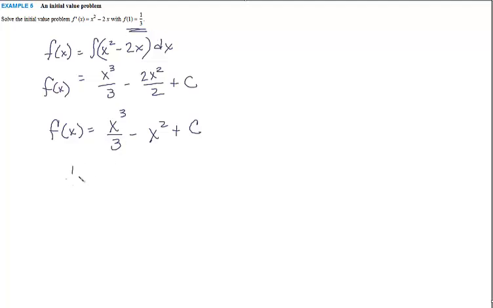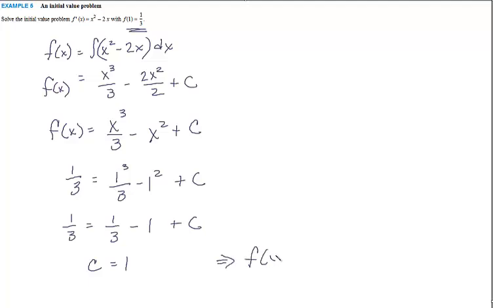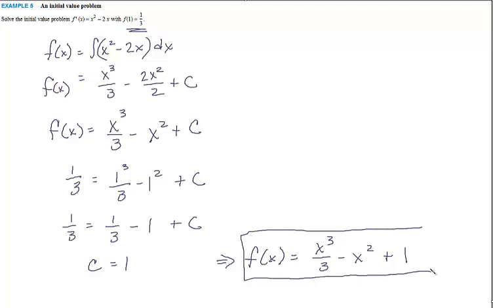So f of 1 is 1/3, and then the x's are all 1, so that's 1 cubed over 3 minus 1 squared plus c. I get 1/3 equals 1/3 minus 1 plus c. Looks to me like c equals 1. That means that my f of x is x cubed over 3 minus x squared plus 1. And that gives me my original without having to have that constant hanging out.